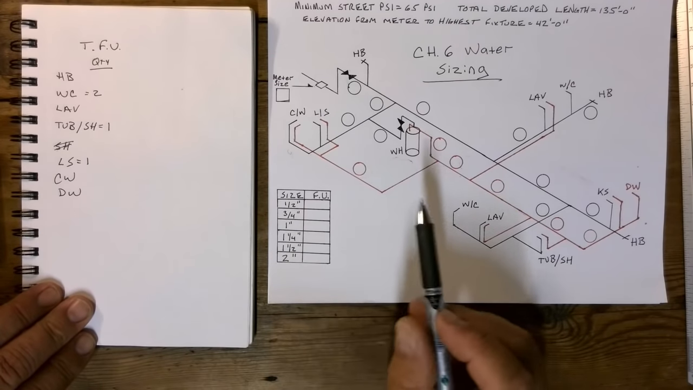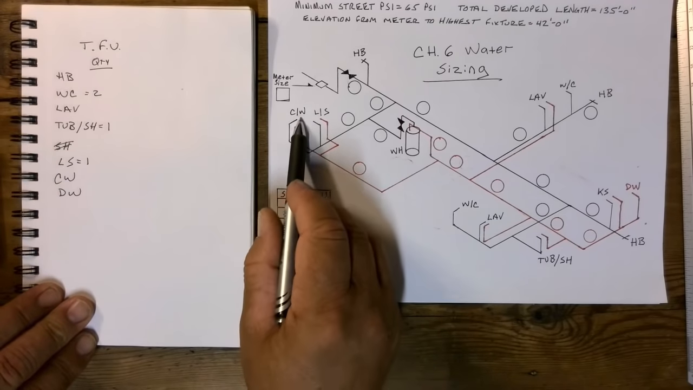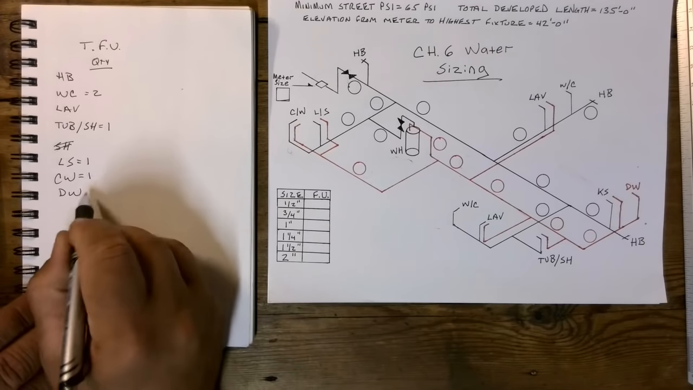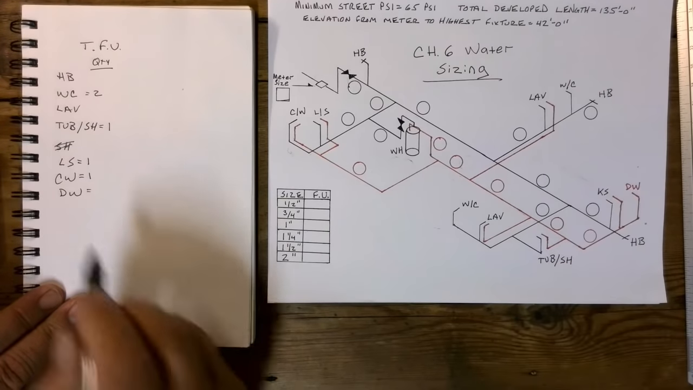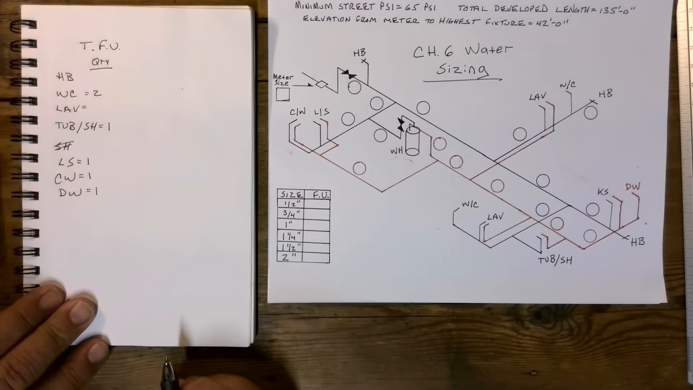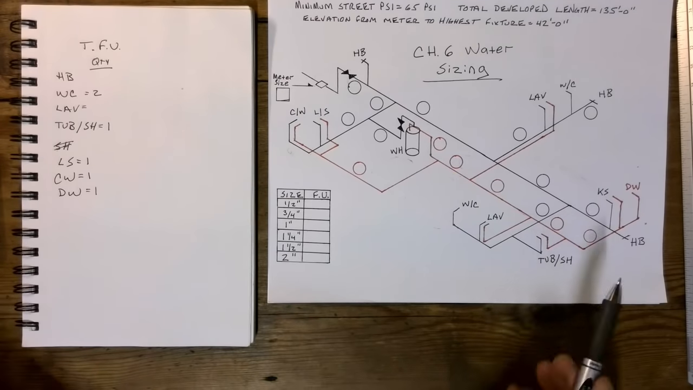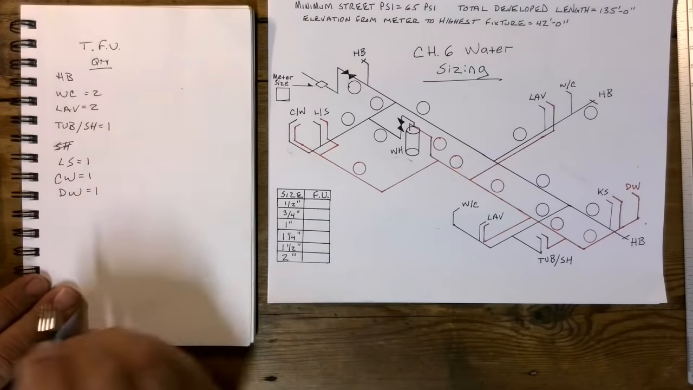What about CW? CW is a clothes washer. So there's your clothes washer right there. So I got 1 of those. How about a dishwasher? How many dishwashers do I have? Aside from my 2 boys, I got 1 that actually operates on water. So that's 1 of those. Lav. Where there's a water closet, there's a lav. Has to be at least 1. I mean, you can do multiple lavs, but you know, you have to have at least 1. So here's 1 here and there's 1 there. So I have 2 lavs.